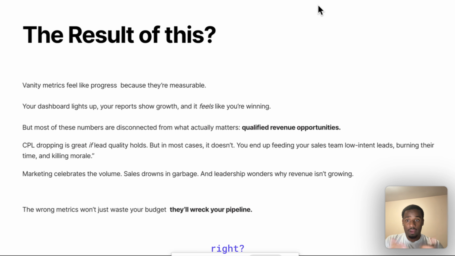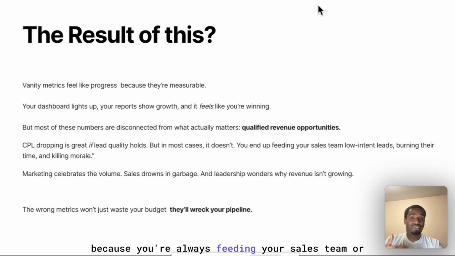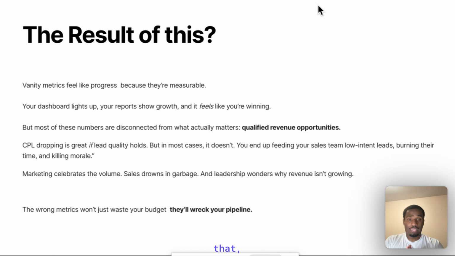CPL dropping is great, right? Why wouldn't you want to acquire leads at a cheaper cost? Of course. But in most cases, it's not always the case, because you're feeding your sales team, or even yourself if you're a founder that takes all these sales calls, low intent leads that are just burning your time and killing your morale.